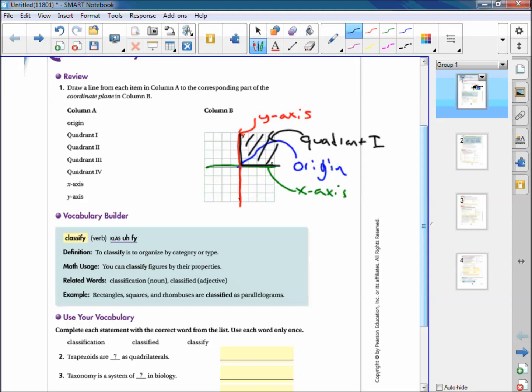And then quadrant 2, same thing over here. Quadrant 3, similar over here. And quadrant 4, similar over here. Okay. All right. Vocabulary, classify.